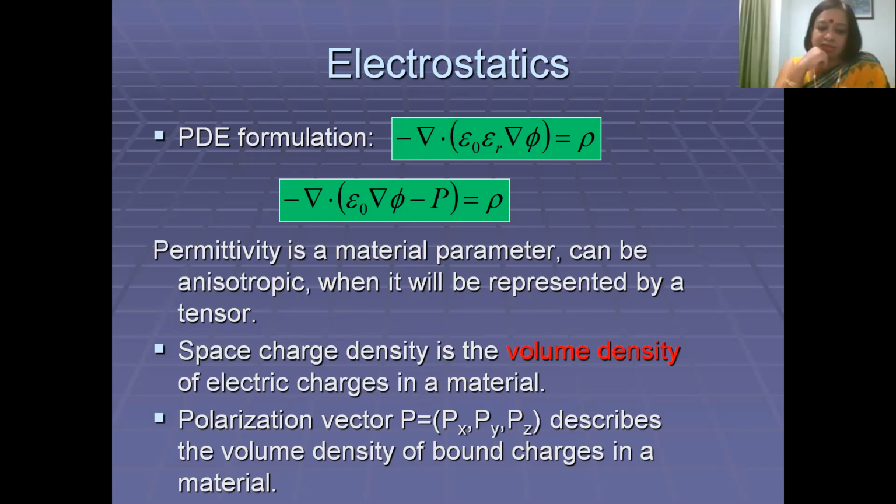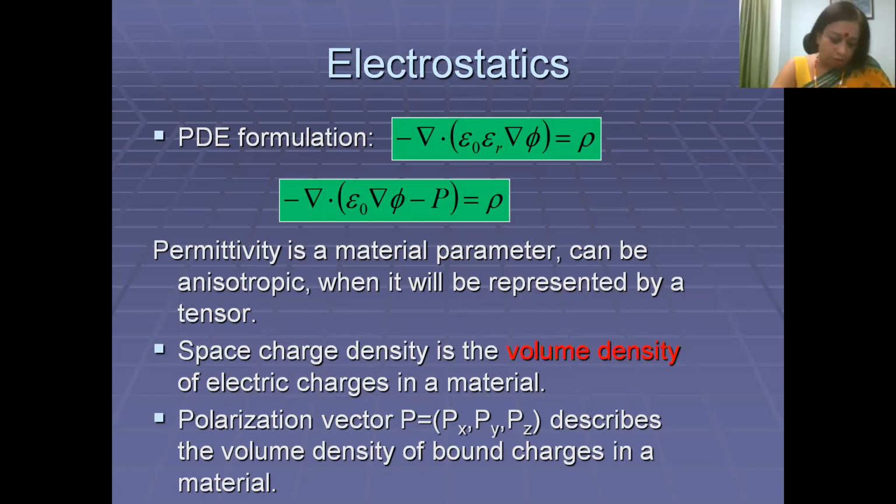And then there is another thing, that is the volume charge density, rho. It is not a material parameter in the sense that as soon as you know the material, you do not know the charge density.